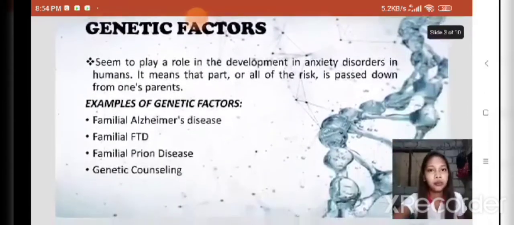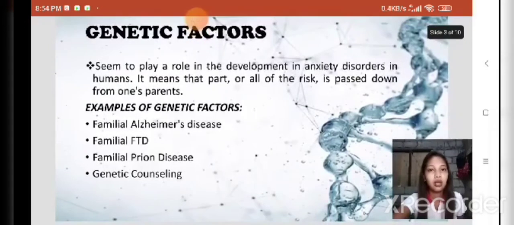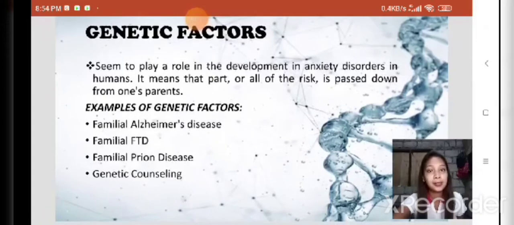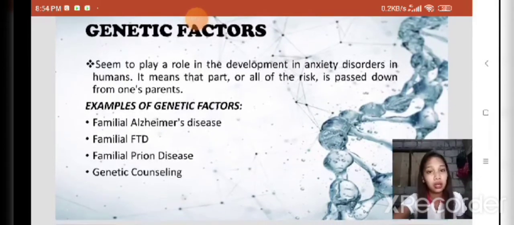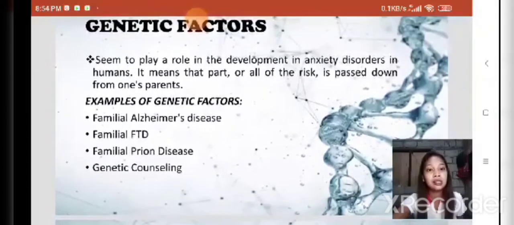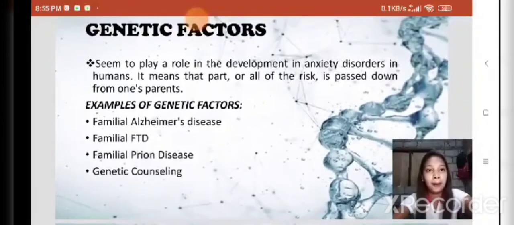Now let's move on to the genetic factors. It seems to play a role in the development of anxiety disorders in humans. It means that part or all of the risk is passed down from one's parents. Here are some examples of genetic factors: familial Alzheimer's disease, familial FTD, familial prion disease, and genetic counseling.